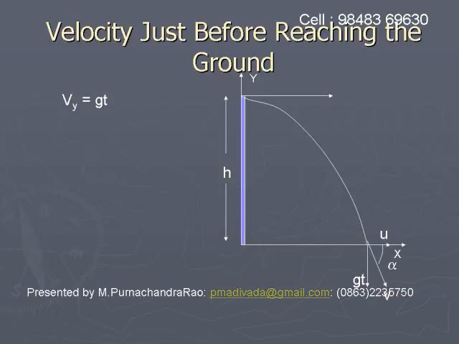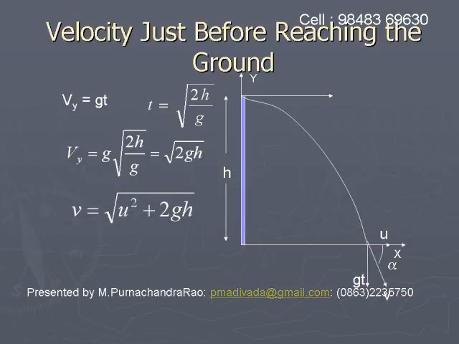The velocity of hitting the ground, or the velocity just before reaching the ground, can be expressed in another form. We have vy is equal to g into t, but t is equal to square root of 2h by g. Substituting this, we get vy is equal to g into square root of 2h by g, that is equal to square root of 2gh. Therefore, the resultant velocity v is equal to square root of u square plus 2gh. And the angle with which it strikes the ground is tan alpha is equal to vy by vx, that is equal to root 2gh divided by u. Like this also, we can express the relation for final velocity.